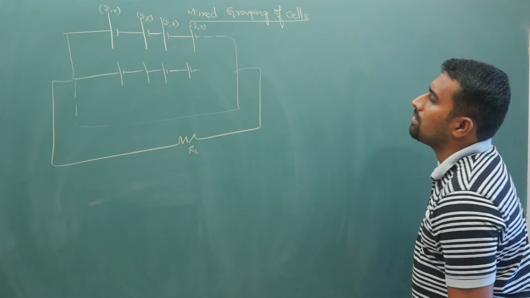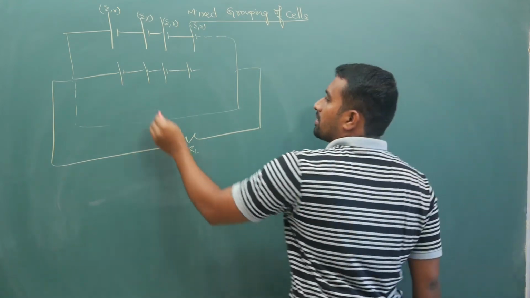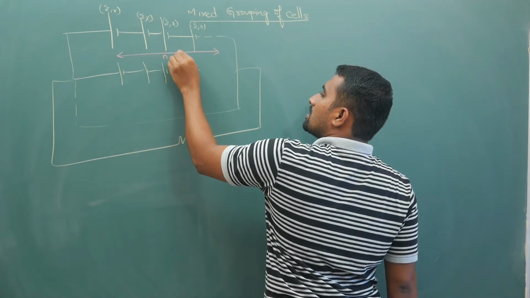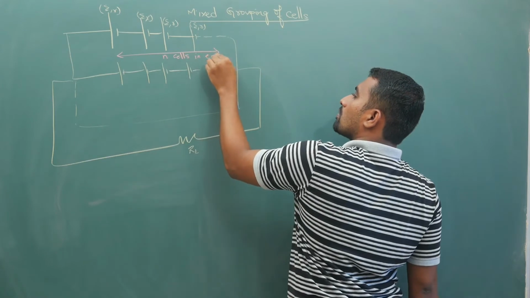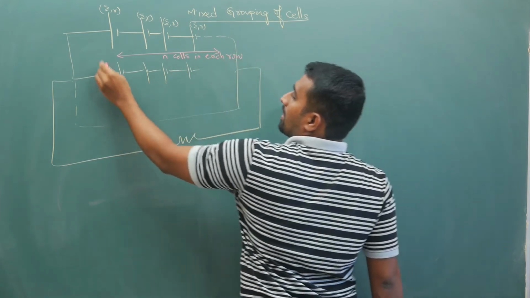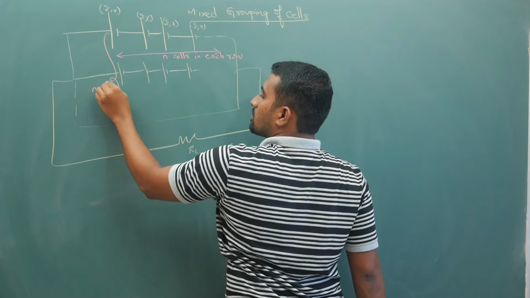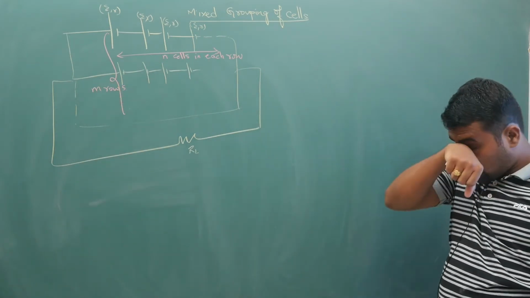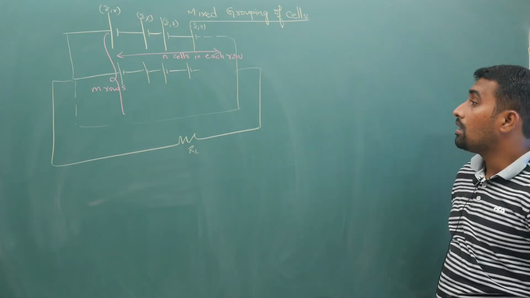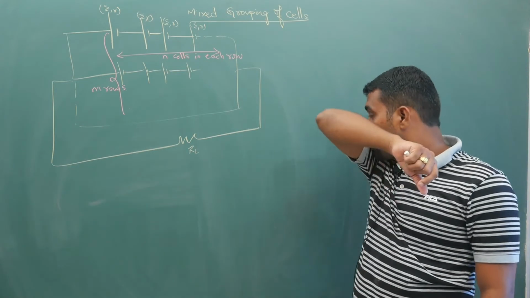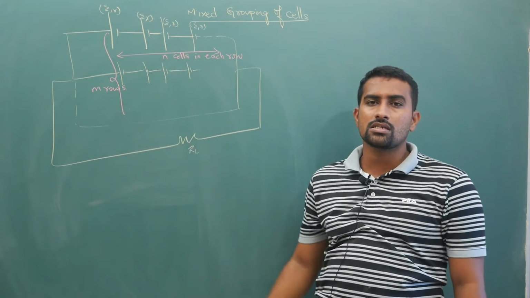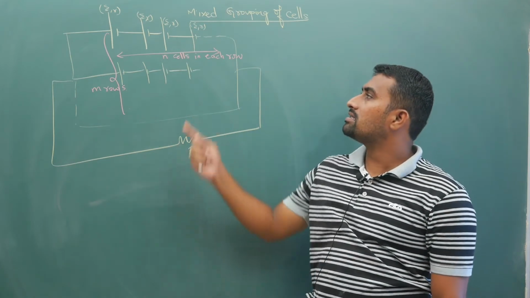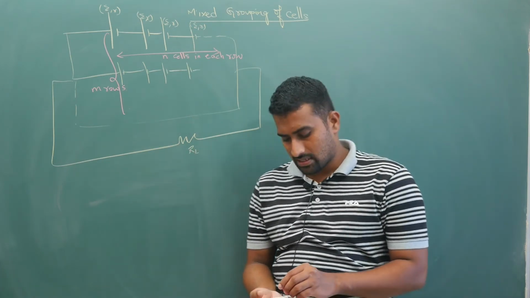Now in this case you are supposed to understand an important thing: you have n cells in each row, and like this there are m rows. So n in each row and m rows. For a matrix your order you would say m into n. Here your total number of cells is m into n. Some cells are in series, some cells are in parallel. For this we are trying to find the equivalent resistance.